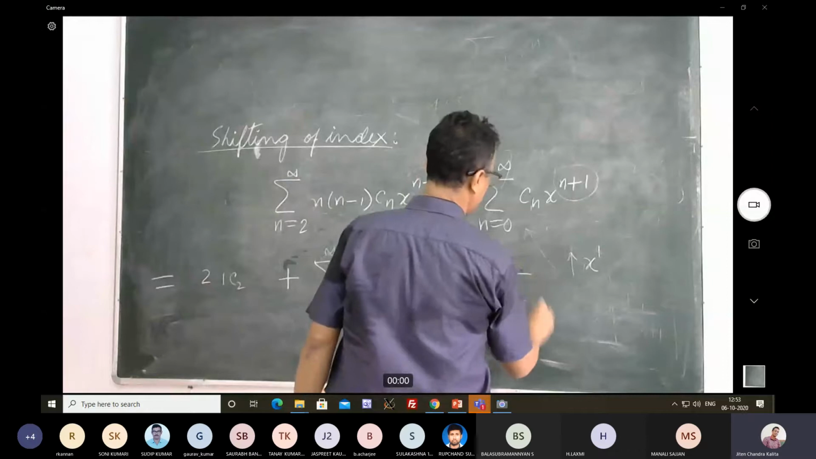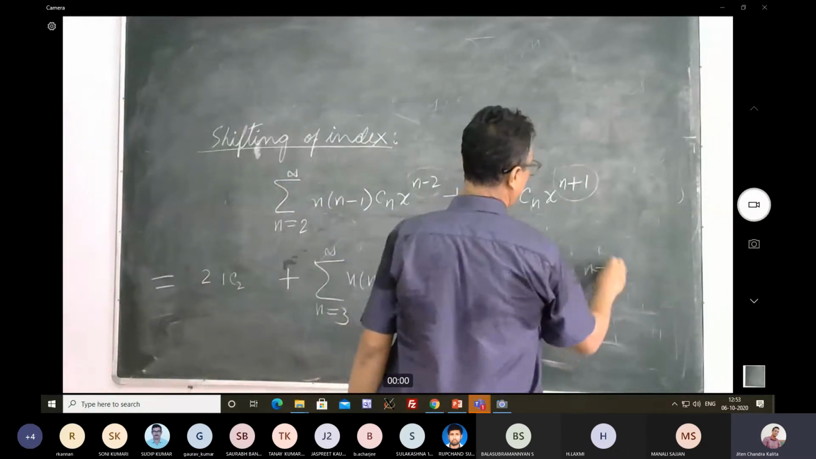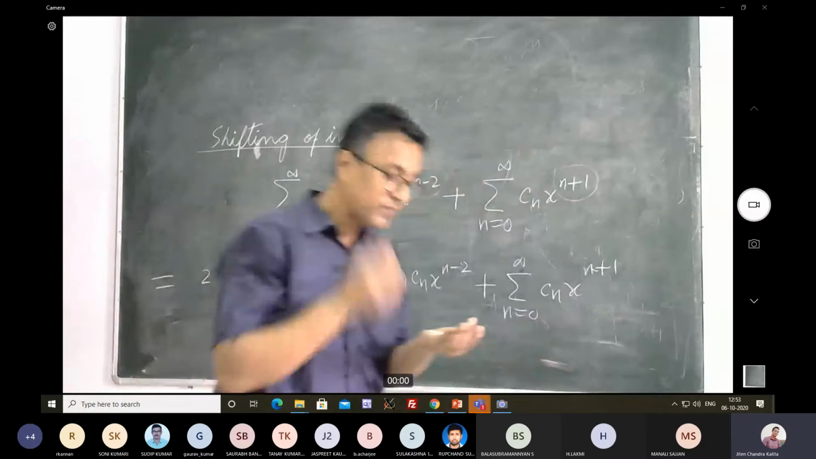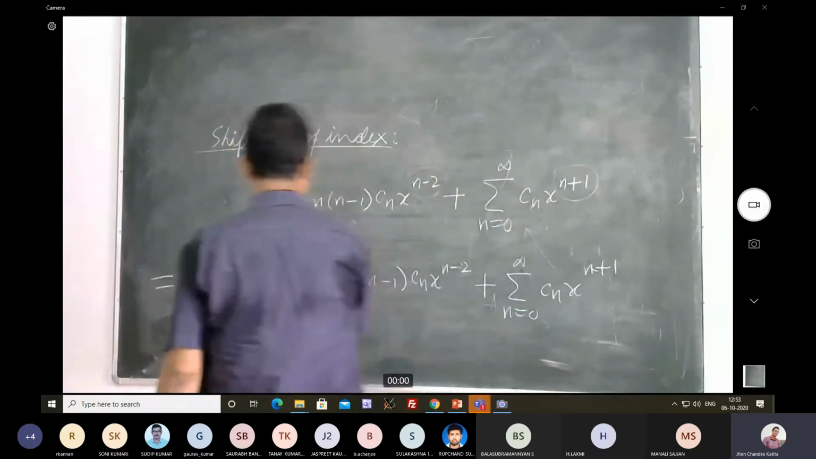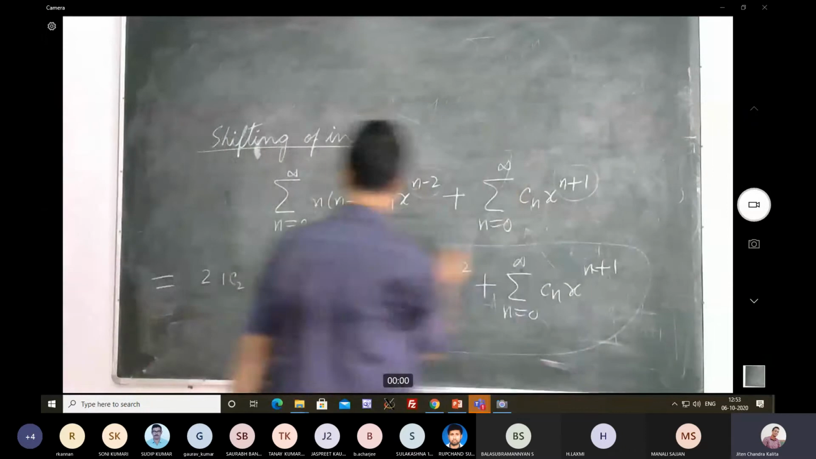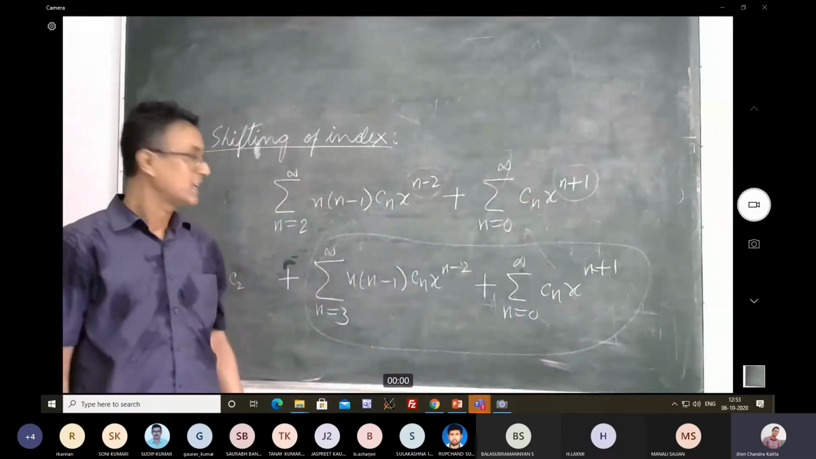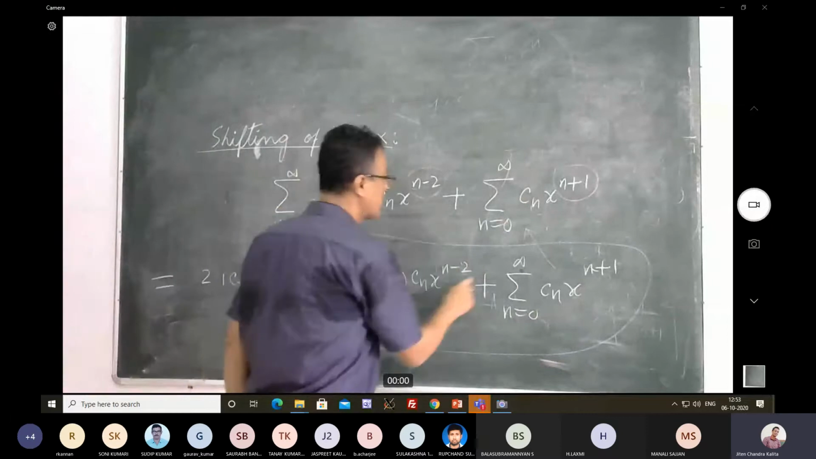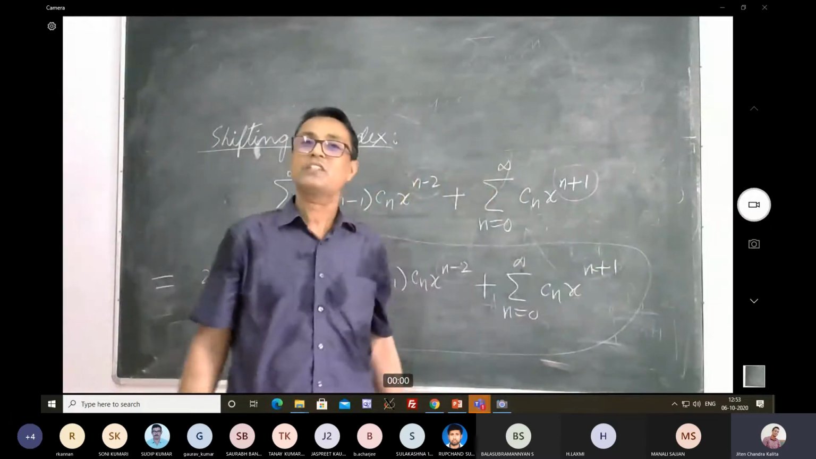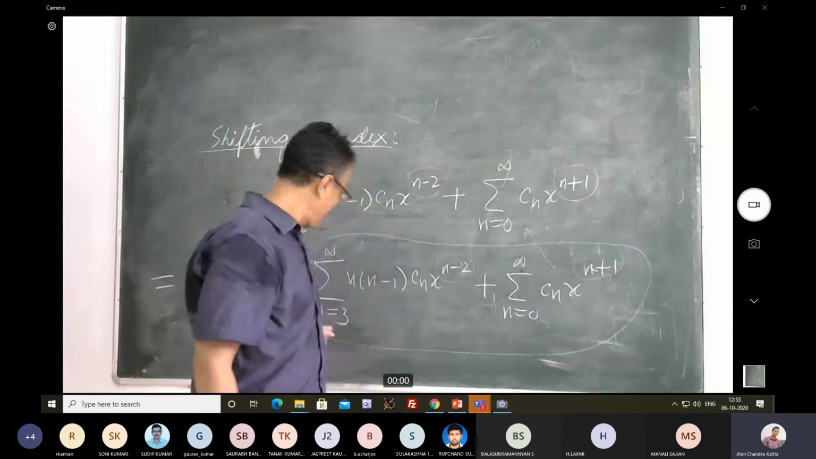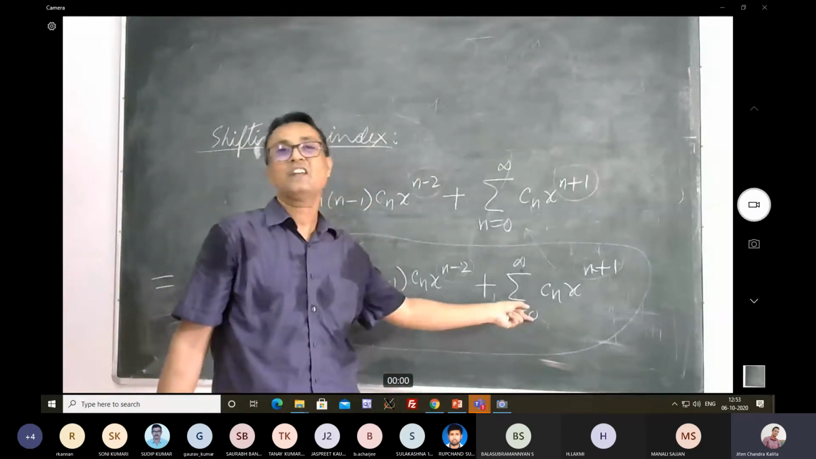That n equal to 0, C_n x to the power n plus 1. Okay, then I can guarantee you that if you do shifting of the index, like say if you are going to make both of them the same, then these indices are also going to start from the same. I can guarantee you that.